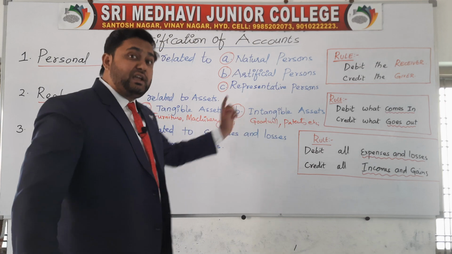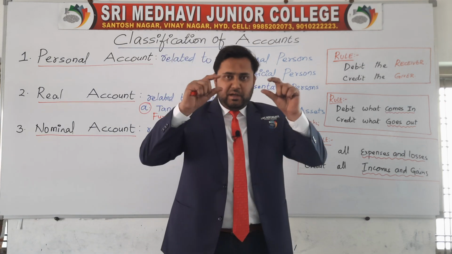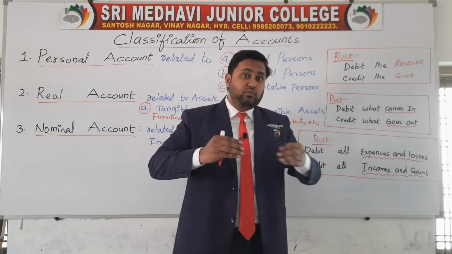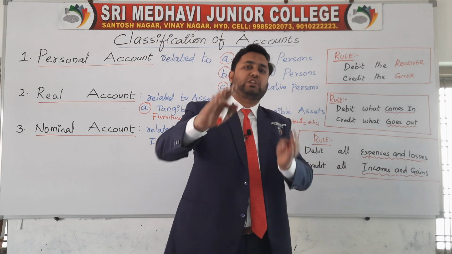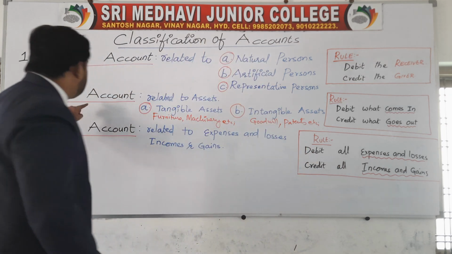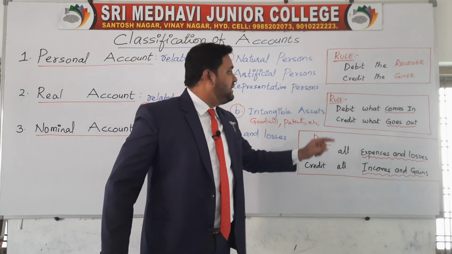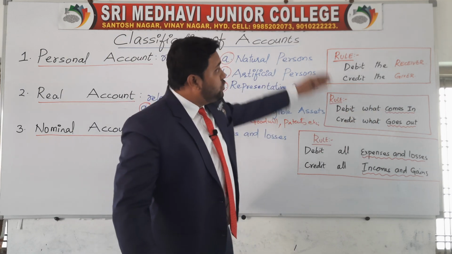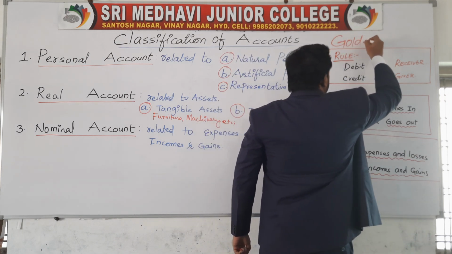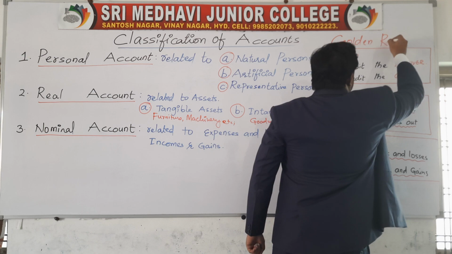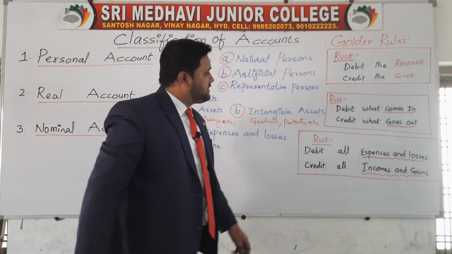The rule of real account is debit what comes in, credit what goes out. Debit what comes in, credit what goes out is the rule of real account. These rules are called the golden rules of accounts.